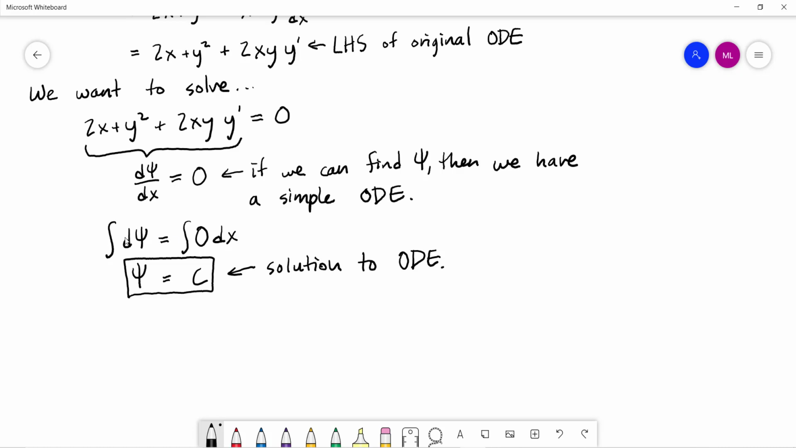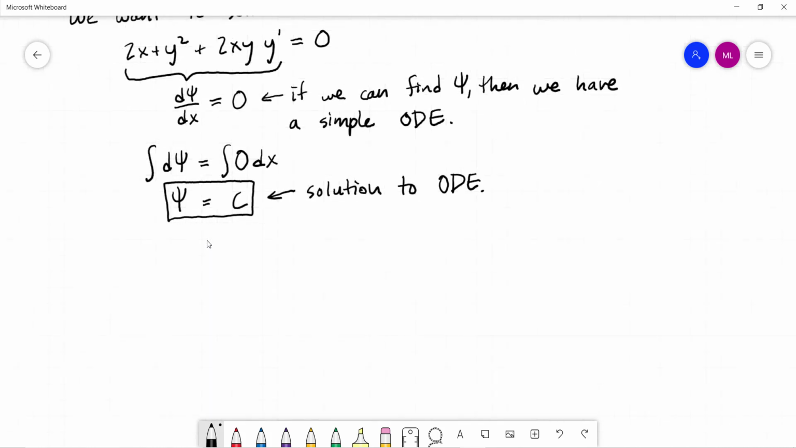How do we solve this differential equation? That's straightforward. We can just basically separate the variables, integrate both sides, and this is what the solution looks like. So the hard part is finding psi.